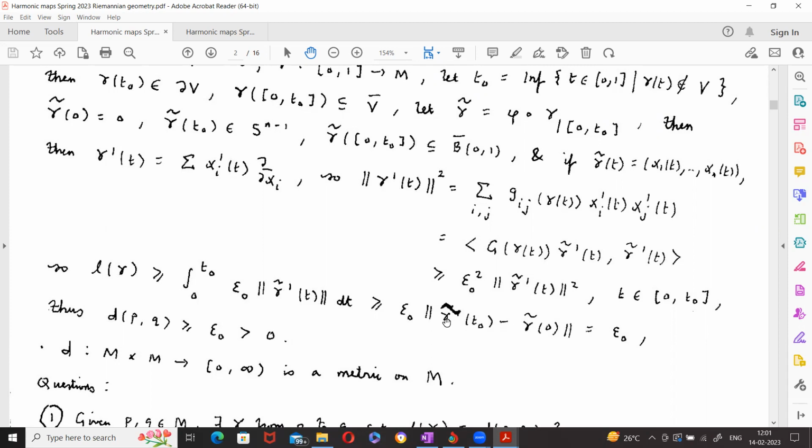And now we can use the fact that gamma tilde(t naught) belongs to the unit sphere, and gamma tilde(0) is 0. So this difference has norm 1. So this becomes just epsilon naught. That means that the length of gamma is greater than or equal to this fixed constant epsilon naught for all curves gamma from P to Q. Therefore, the distance between P and Q, which is the infimum, is greater than or equal to epsilon naught, which is positive. Okay? Is that clear?